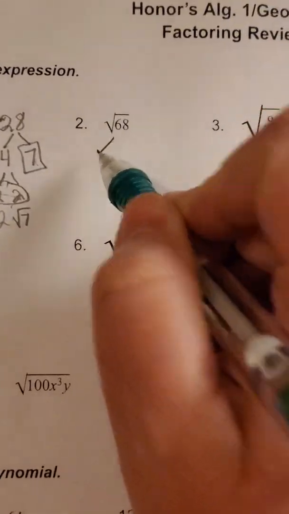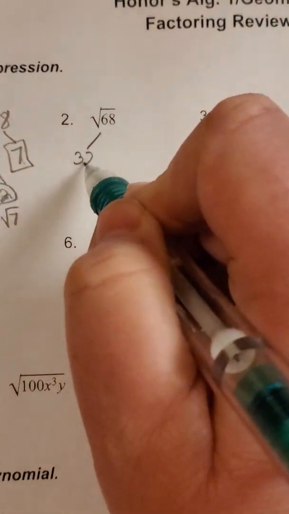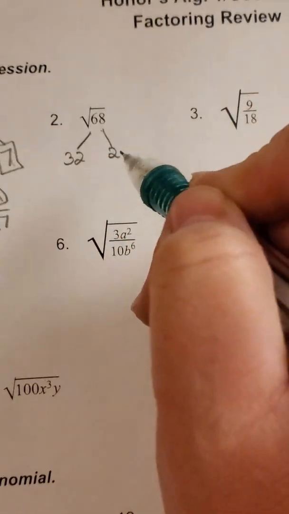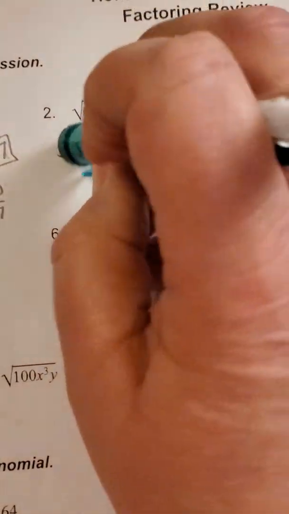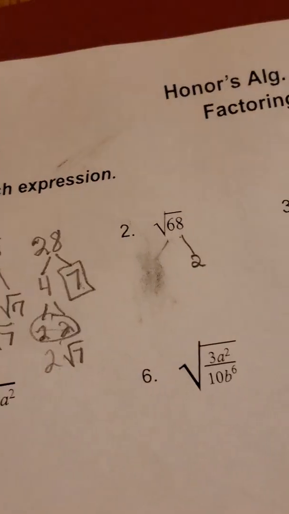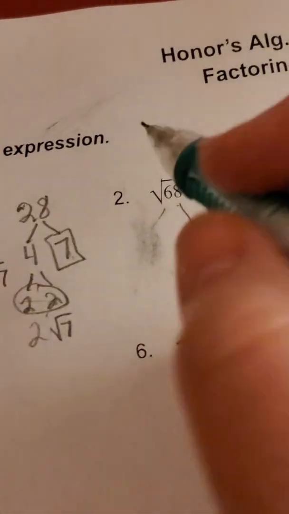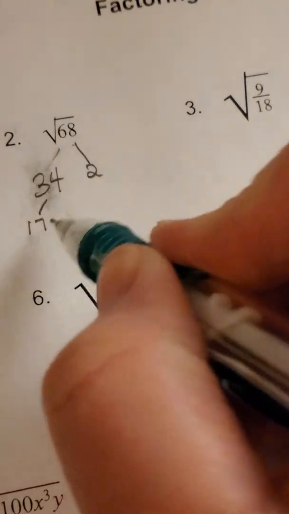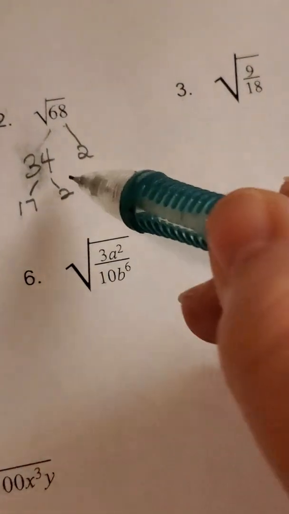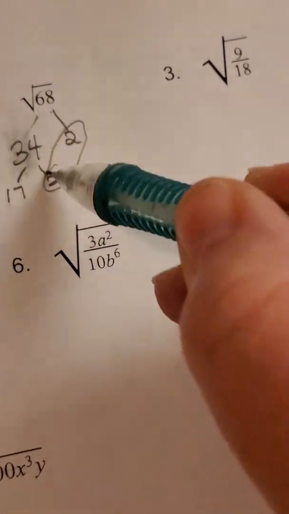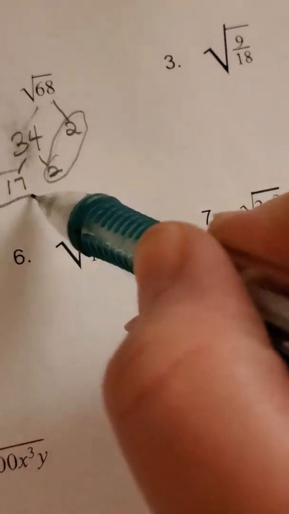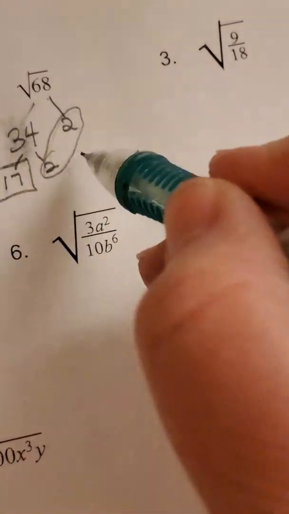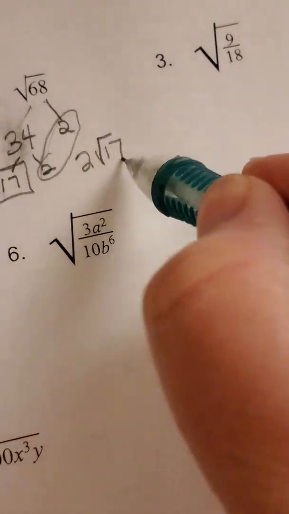All right, so here, for instance, we could do 32 and 2. Okay? Which... no, it's 34 and 2. I'm sorry. That's terrible. All right, let's try that again. So this would be 34 and 2. And then 34 can be broken down to 17 and 2. So again, we have a pair there, a set of 2s. And then we have a 17 that's a prime number. So in this case, it would be 2 square root of 17.